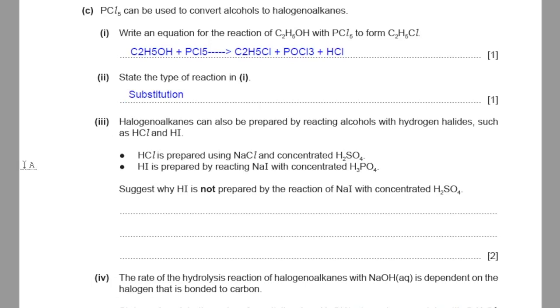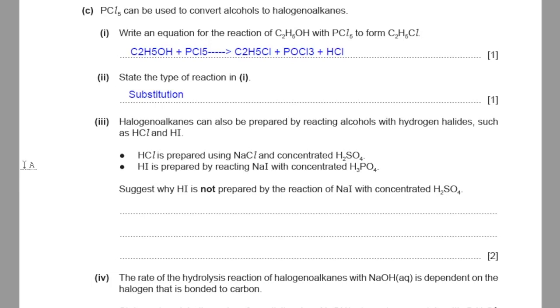Part 3, halogenoalkanes can also be prepared by reacting alcohols with hydrogen halides such as HCl and HI. HCl is prepared using NaCl and concentrated sulfuric acid. HI is prepared by reacting NaI with concentrated phosphoric acid. Suggest why HI is not prepared by the reaction of NaI with concentrated H2SO4. So mind that H2SO4 is a strong oxidizing agent. When it reacts with NaCl, it prepares HCl, and this reaction stops right there.